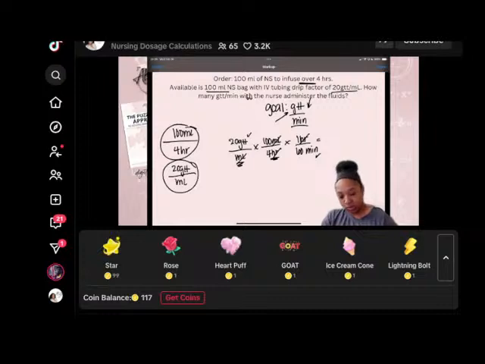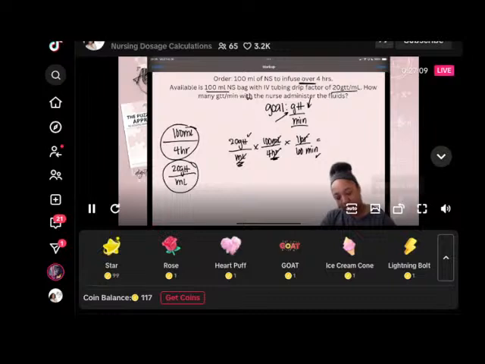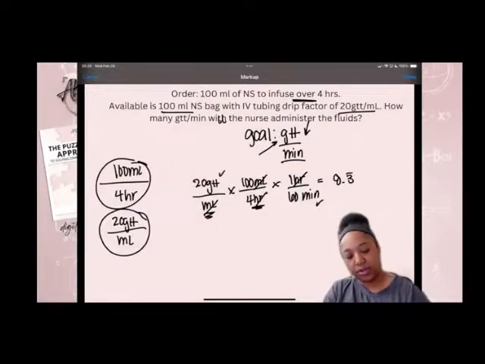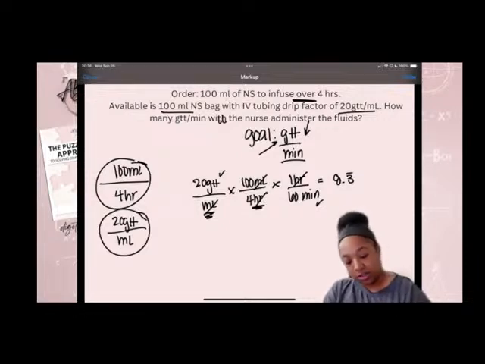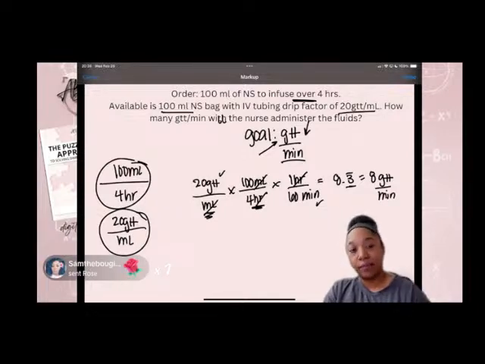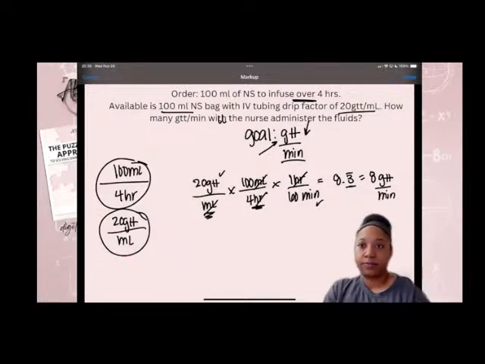Okay, so 20 times 100 divided by 4 divided by 60, it's going to be 8.33333 repeating. You cannot divide a drop, so therefore we have to round this to the whole number. So because this is 4 or below, it's a no-go. Our answer will be 8 drops per minute. Get used to rounding and get used to labeling your answer.